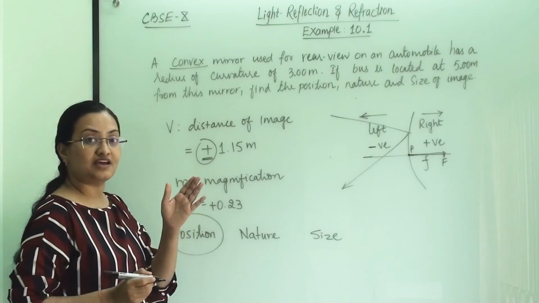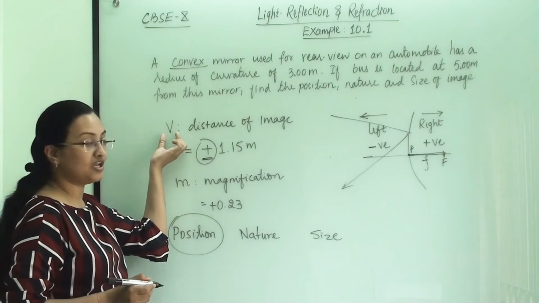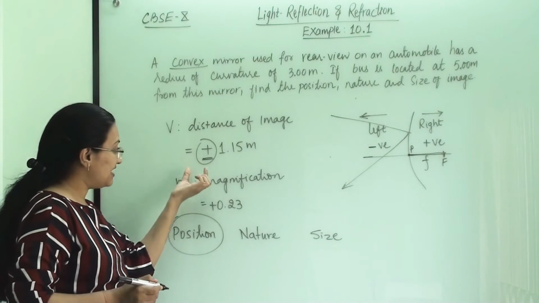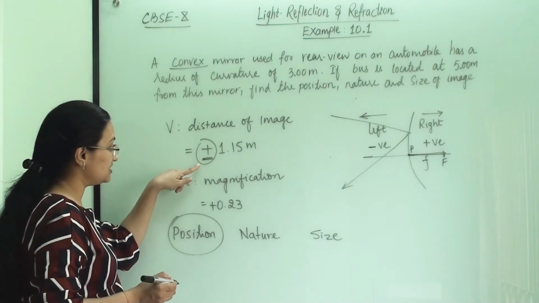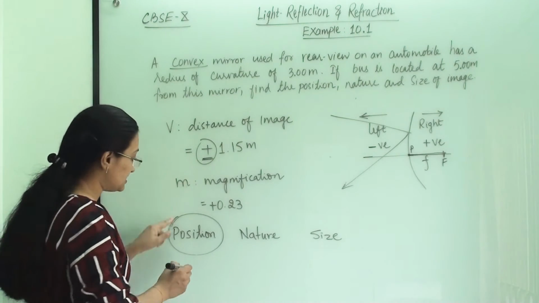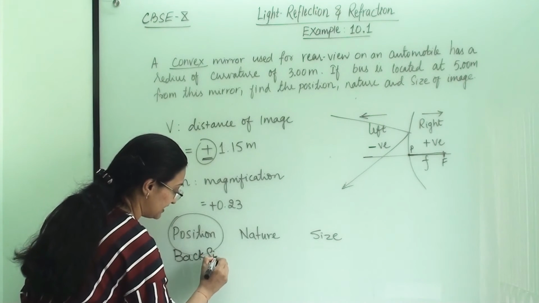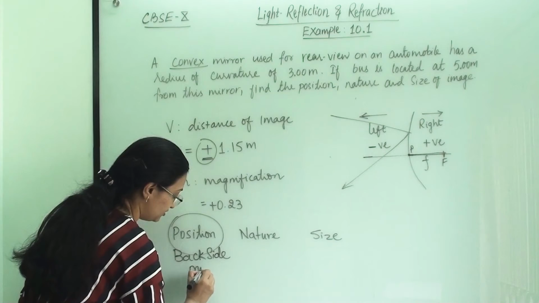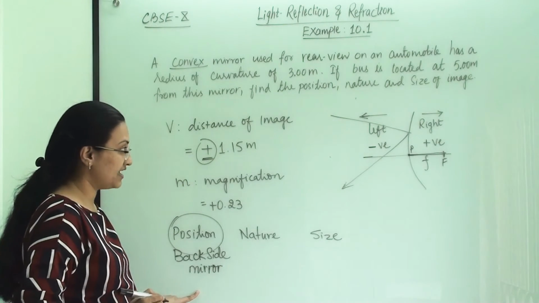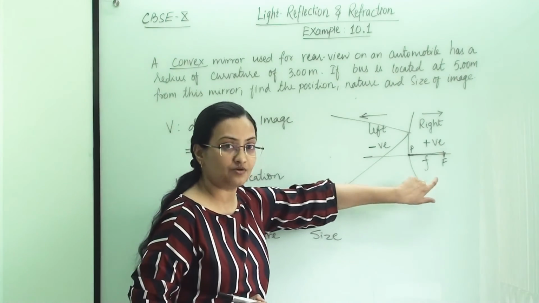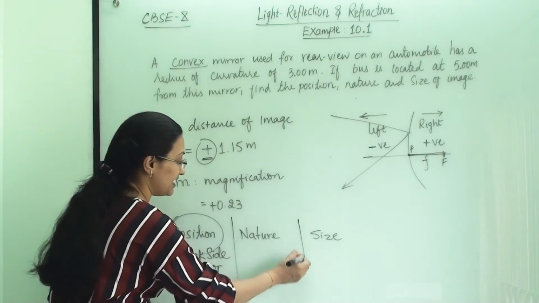So whenever we get a positive or negative sign from the image distance, that sign is important for the location of the position. Here this is positive, that means we will get it at the back side of the mirror. Or you can write towards the right side, but the exact word is towards the back side because this is a convex mirror.